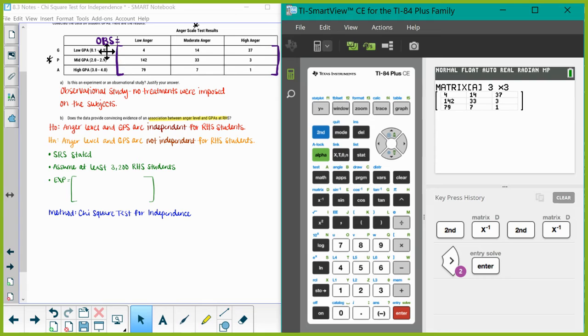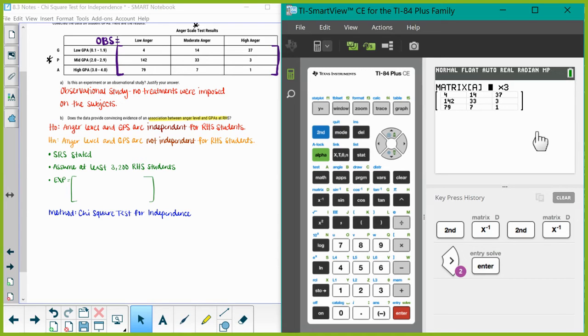And if I look at my table, I have 1, 2, 3 rows and 1, 2, 3 columns. So I have a 3 by 3 matrix. And then I just go in and type in my data exactly as it looks in my table. So I have 4, 14, 37, just double checking my values. Always important, 142, 33, 3, 79, 7, and 1.